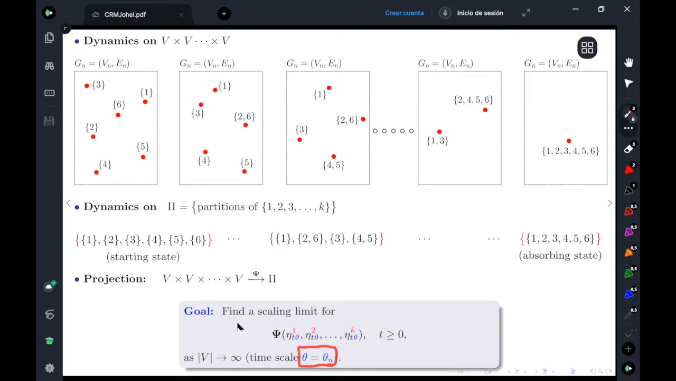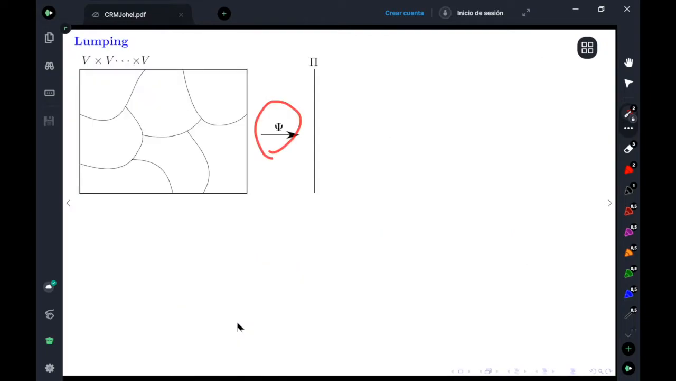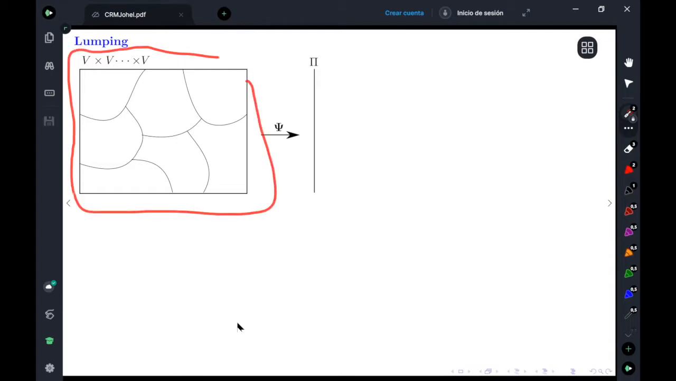Okay, let me try to explain a more general problem from which this is an example. So let me try to abstract this problem for a more general set. Okay, so look at this projection. In this projection, we have this very large state space, and this projection induces on this state space a partition.